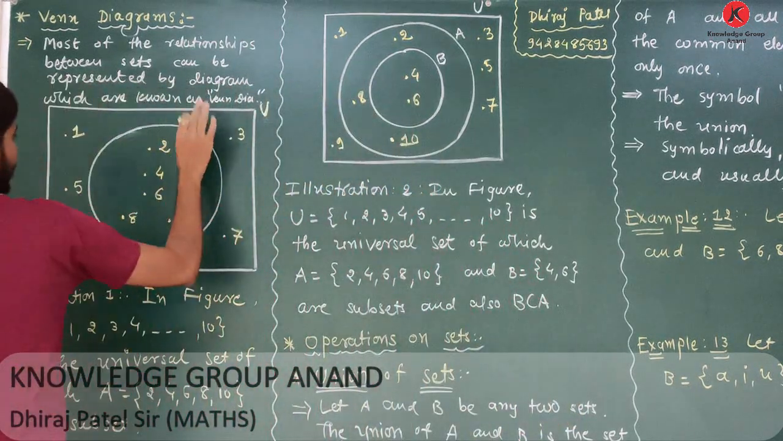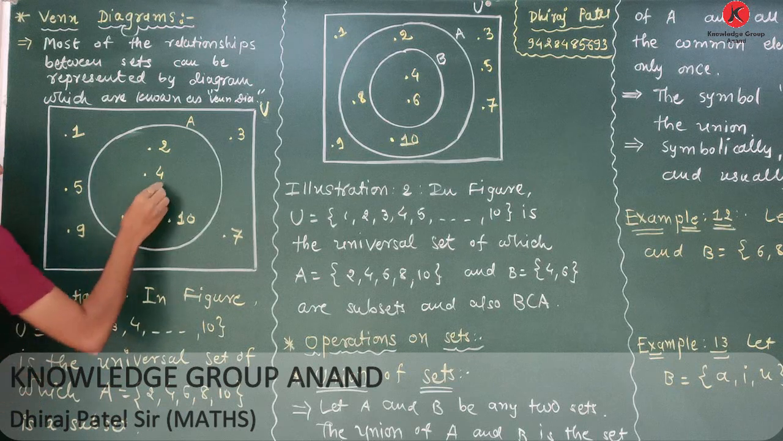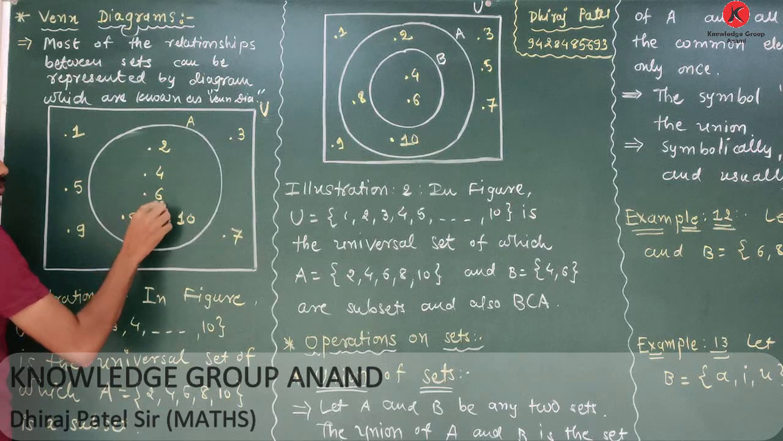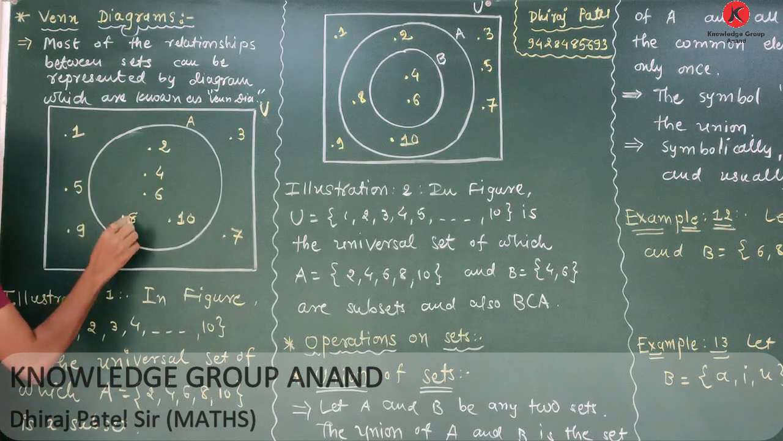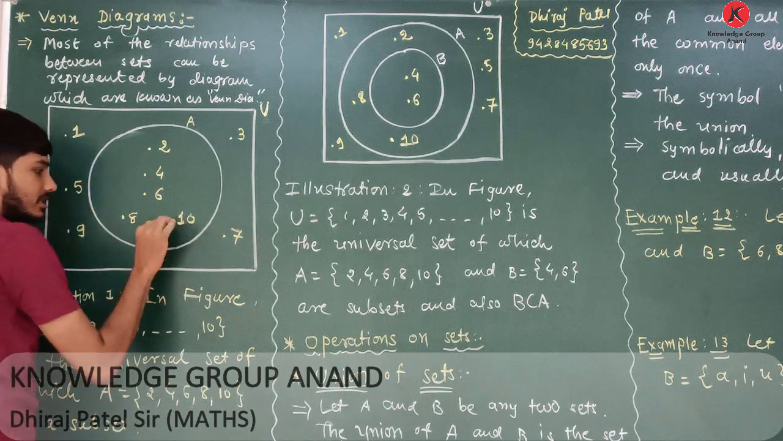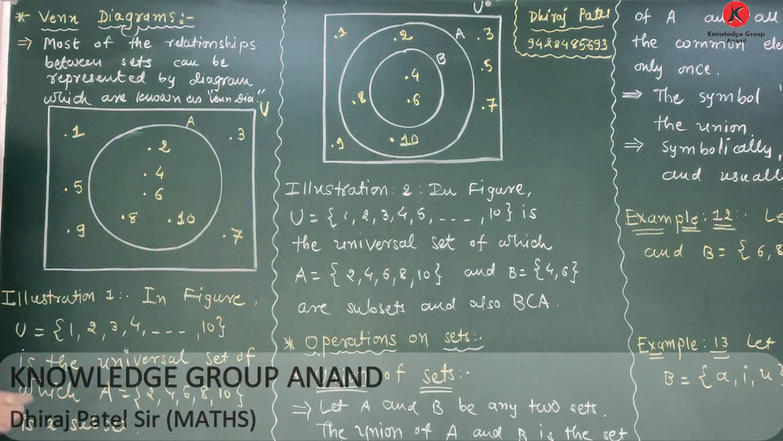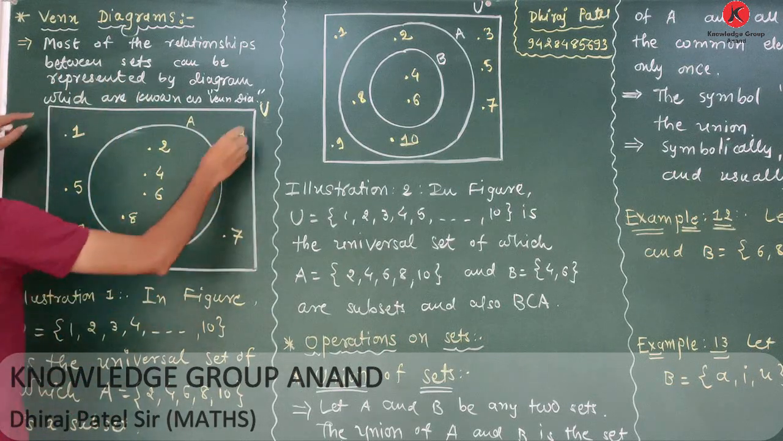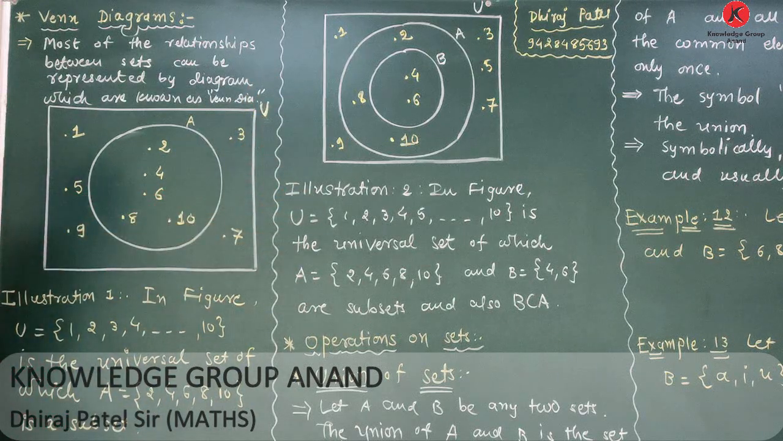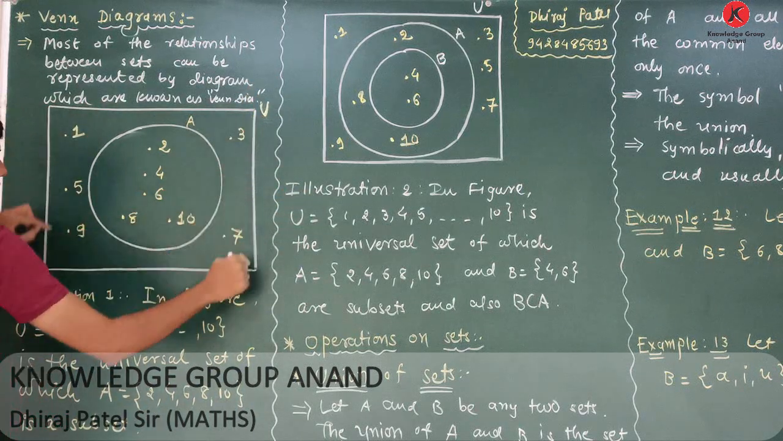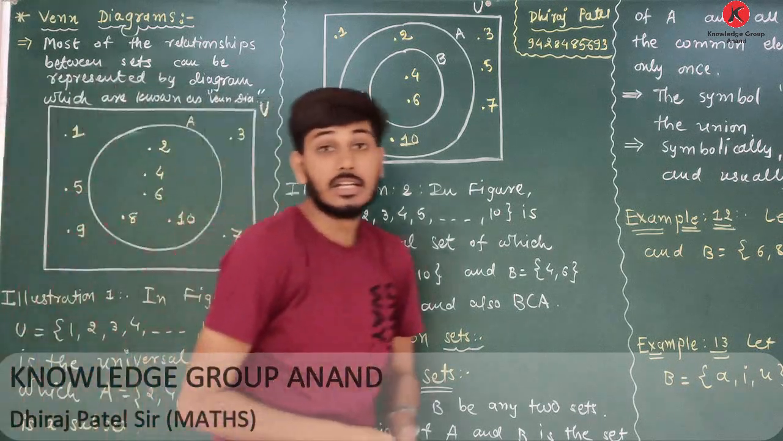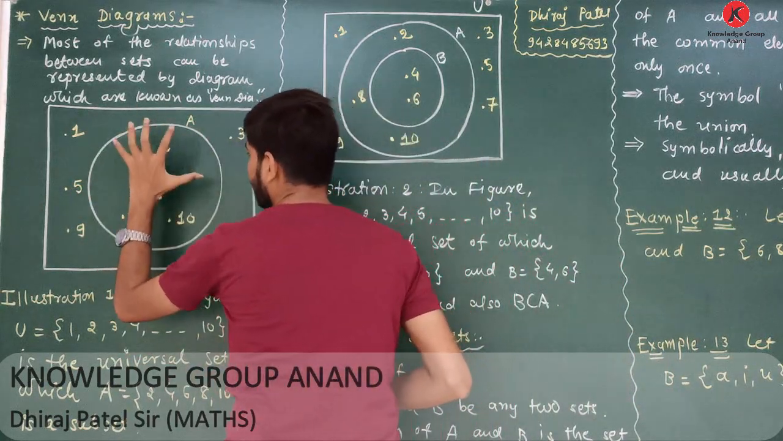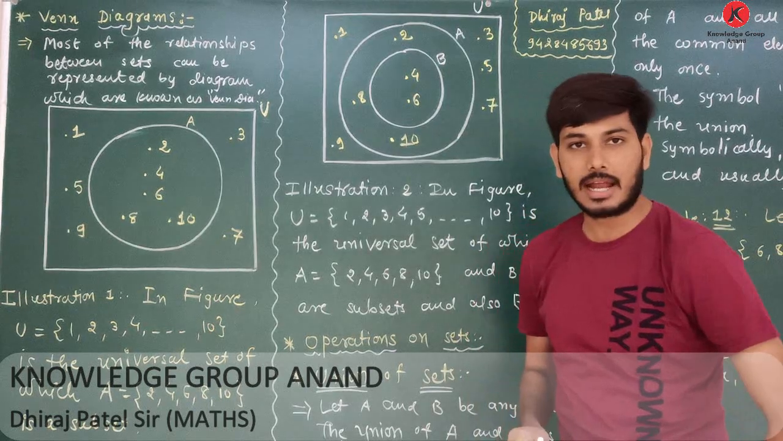Here 2 is the element of set A, as well as 4 is also an element of set A. 6 is also an element of set A. 8 is also an element of set A, as well as 10 is an element of set A. This portion is for set A. Now for the universal set, this whole portion which is inside the rectangle is the universal set. The whole portion inside the rectangle is our universal set.